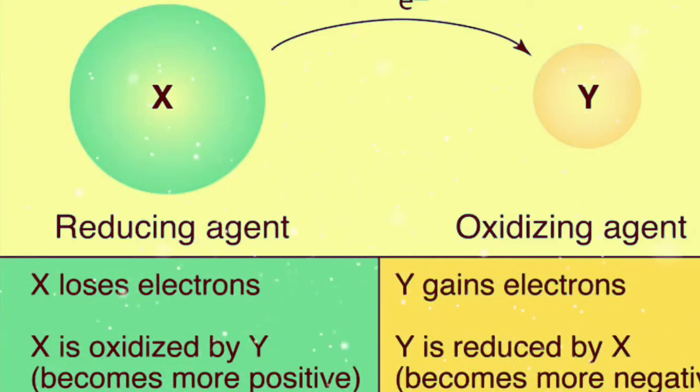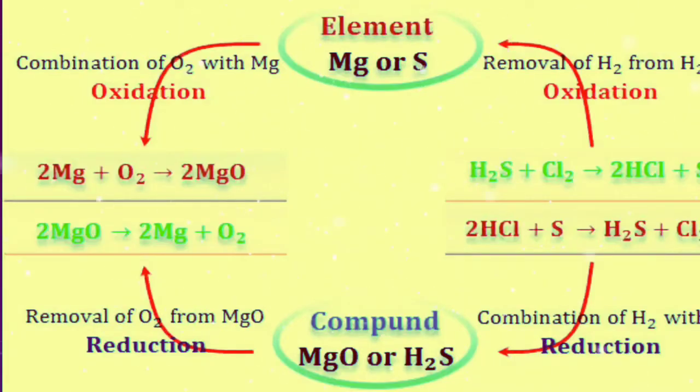As we know, in simple oxidation and reduction reactions, one atom loses electrons, which is called oxidation, and the other atom accepts electrons, which is called reduction. But what are oxidizing agents? Actually, in a chemical reaction, the presence of one atom affects the presence of another atom.